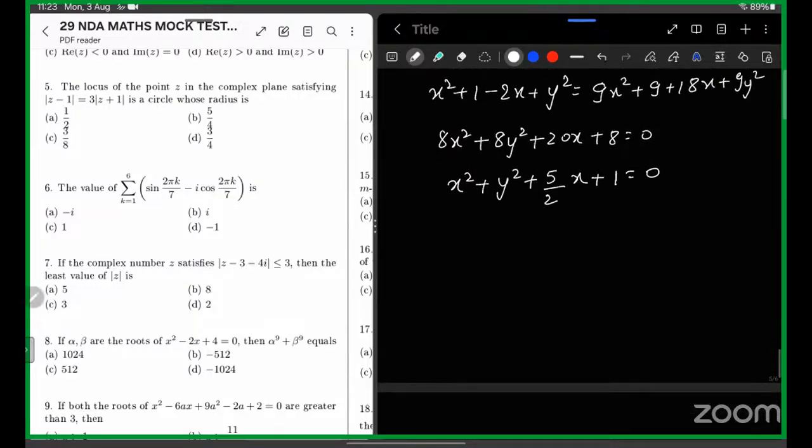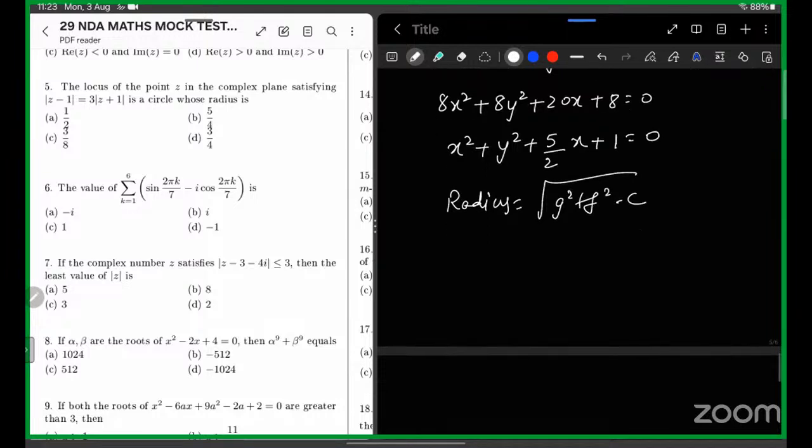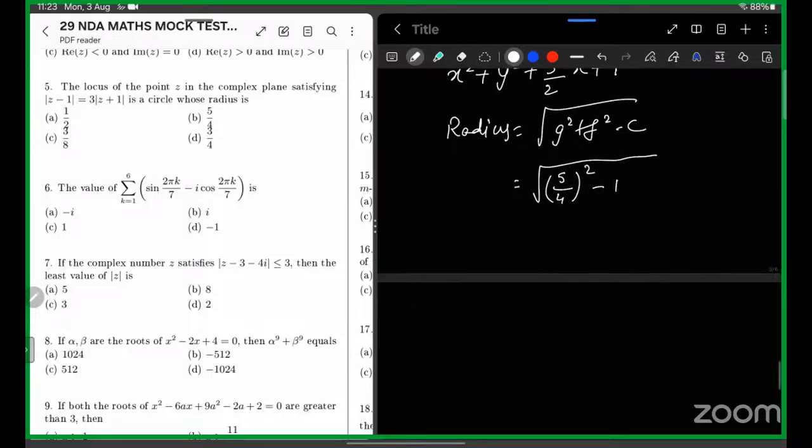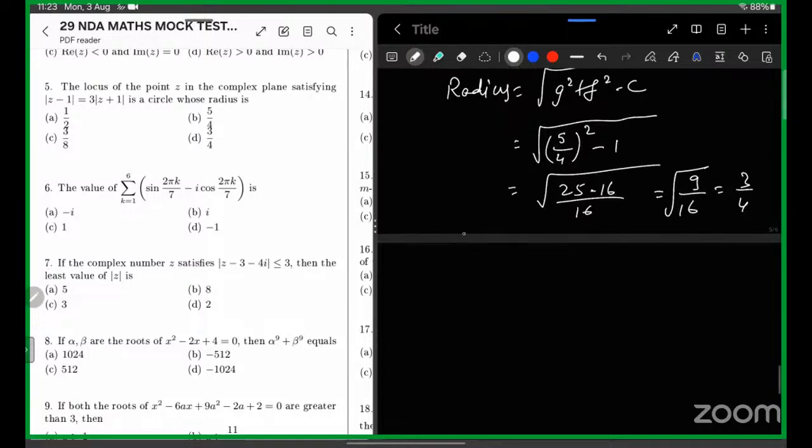So I want the radius from here. So the radius formula is what? Under root g square plus f square minus c. So for g, whatever value is there, you need to divide it by 2. So it will be (5 by 4) whole square. No f is there. Directly the c value is 1. So solve it. 25 minus 16 upon 16 is equal to 9 upon 16, under root, that is 3 by 4. So you can take option number D. Option D is the correct answer. Done.